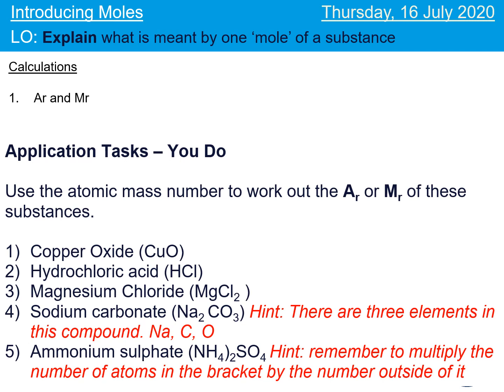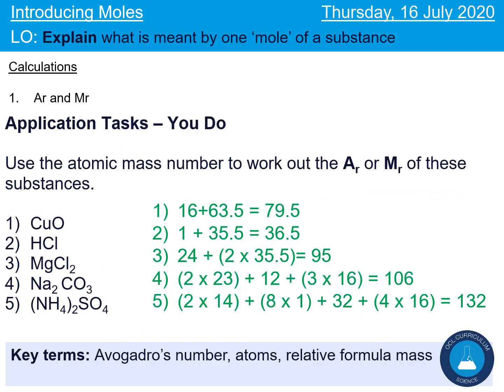Now use your atomic masses in your periodic table to work out the AR or the MR of the following substances. Pause the video now whilst you do this. Let's check your answers. Did you get it right? Remember that on number 5 we multiply the atoms in the brackets by the small number outside it. Therefore, there are 2 nitrogen atoms in total, and 2 times 4, 8 hydrogen atoms in total for compound number 5, which is ammonium sulfate.